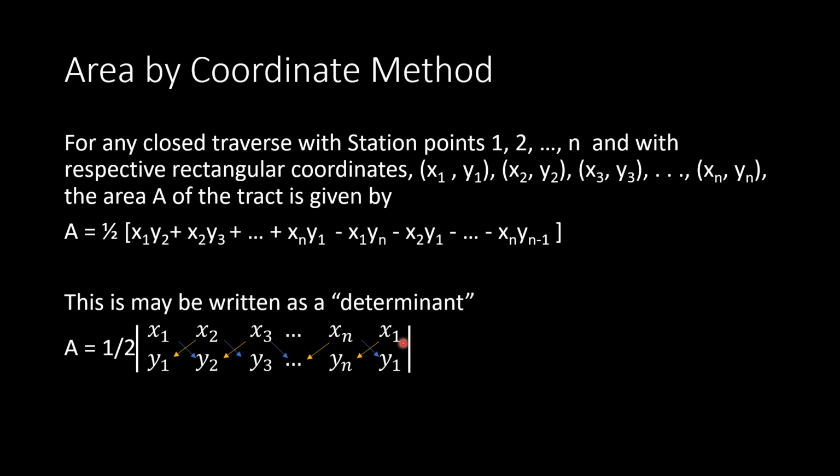x1, and y1. Now, once we have done this, the next step is to cross multiply the entries x1, y2, x2, y3, and so on and so forth up to xn, y1. We do the same thing for the diagonal to the left, x2, y1, x3, y2, and so on and so forth up to x1, yn. All products to the right are positive and all the products to the left are negative. So once we expand that, we will be getting the same expression given in our formula.